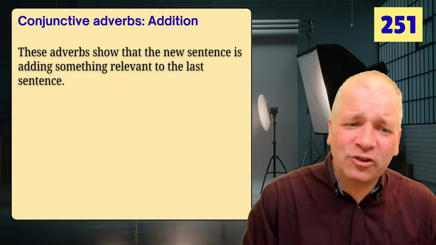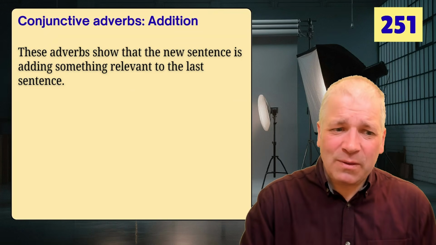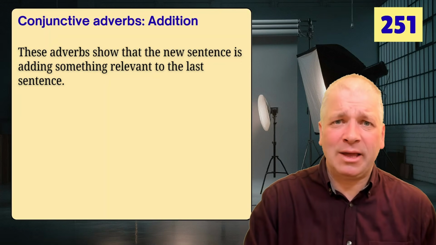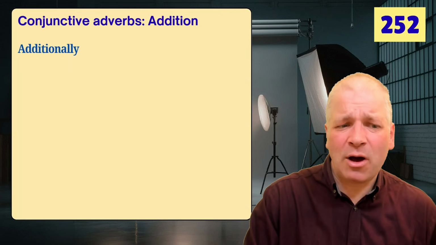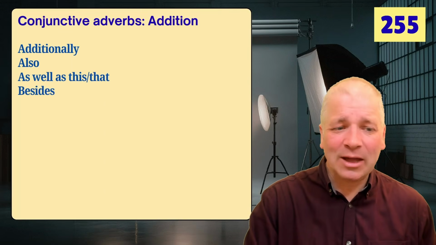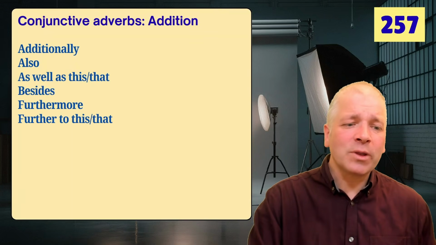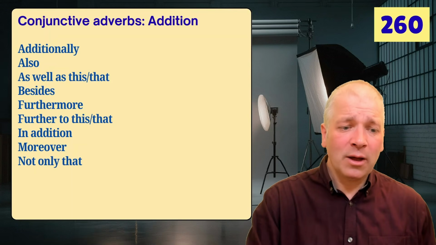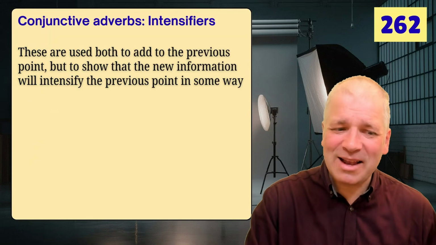Let's start with conjunctive adverbs of addition then. These adverbs show that the new sentence is adding something relevant to the last sentence. And the conjunctive adverbs are additionally, also, as well as this or as well as that, besides, furthermore, further to this or further to that, in addition, moreover, not only that, to this end.